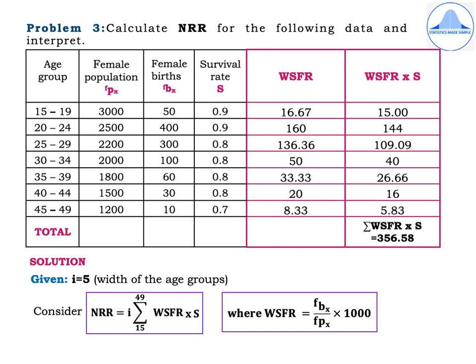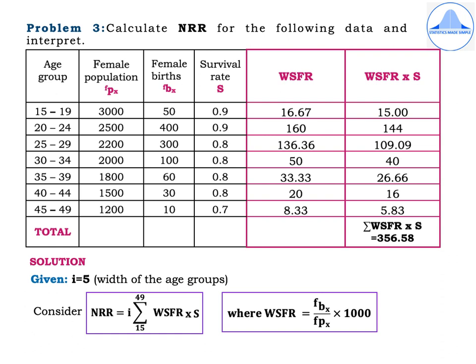3. Calculate NRR for the following data and interpret. Age groups: 15 to 19, 20 to 24, 25 to 29, 30 to 34, 35 to 39, 40 to 44, 45 to 49. The female population values are 3000, 2500, 2200, 2000, 1800, 1500, 1200. Female births: 50, 400, 300, 100, 60, 30, 10. The survival rates are 0.9 repeated twice, 0.8 repeated 4 times, and 0.7.